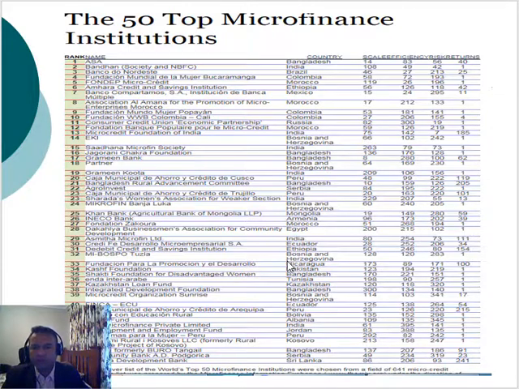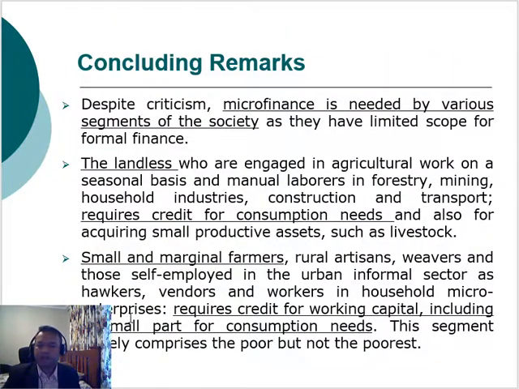If you look at these top microfinance institutions and their locations, you will find that the microfinance industry is a big industry, across the globe, and it is in the emerging nations. Despite several criticisms of the microfinance industry, microfinance is needed by various segments of society and the poor, because they need some help from the financial institutions in order to be self-independent, self-motivated and self-sufficient.